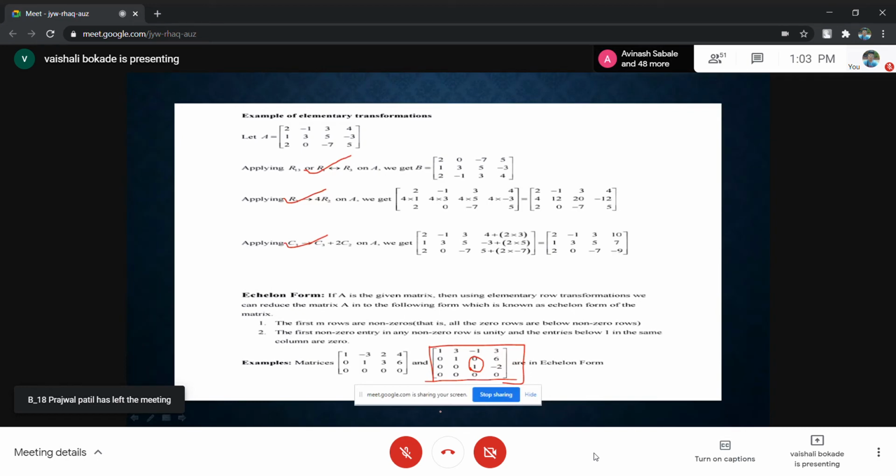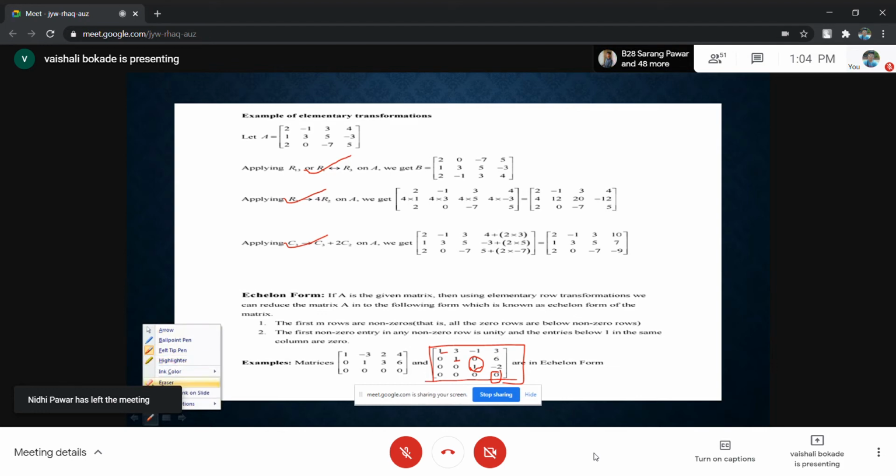This way you will make the element at the (1,1) place, (2,2) place, (3,3) place to be 1, and if I have R4, then you have to make the (4,4) place element 1. For making the (1,1) element 1, you will use R1, R2, R3, R4 and so on. For the (2,2) place to be 1, you will use R2, R3, R4. For the (3,3) place, you will use R3, R4 and so on. This sequence you will remember.